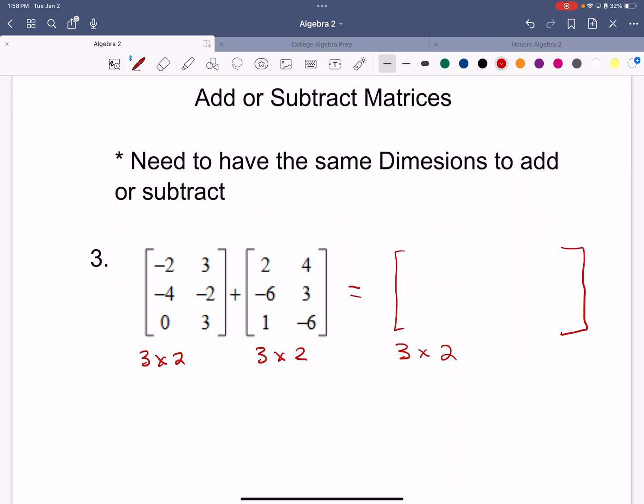Well, how do we get the elements? You add the ones that are in the same location. So to figure out what that element is going to be, all I have to do is add those two numbers together. So negative 2 plus 2 is 0. So that element right there is going to be 0.